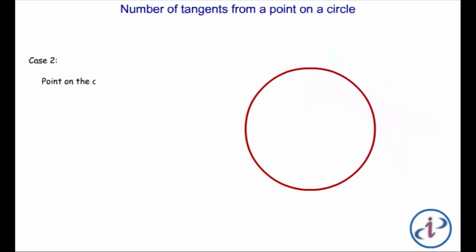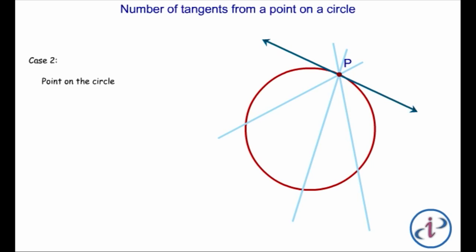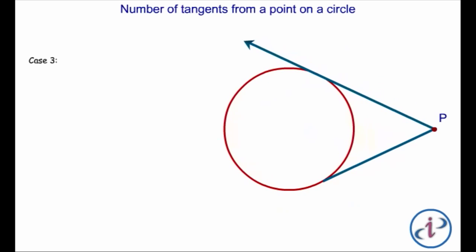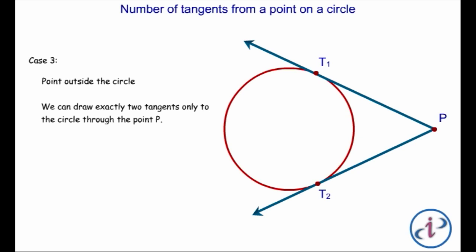Now, take a point P on the circle and draw tangents through this point. We can see many lines passing through the point P, but only one line touches the circle at one point. There is only one tangent to the circle at such a point. Finally, take a point P outside the circle and try to draw tangents to the circle from this point. We can draw exactly 2 tangents to the circle through this point.